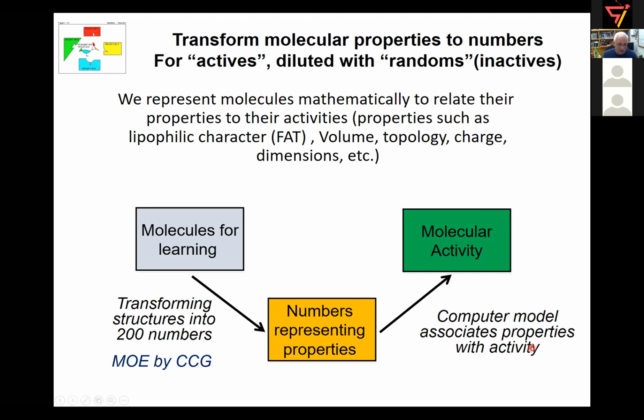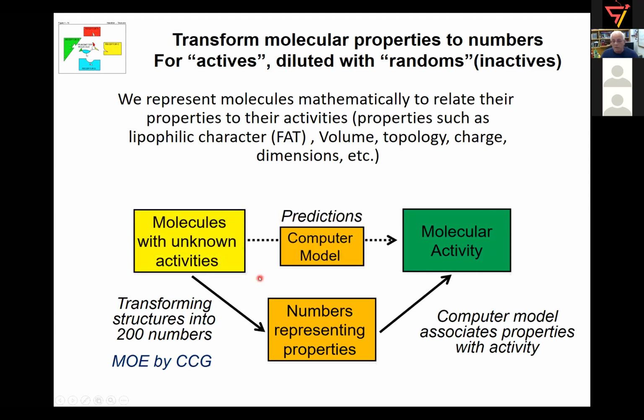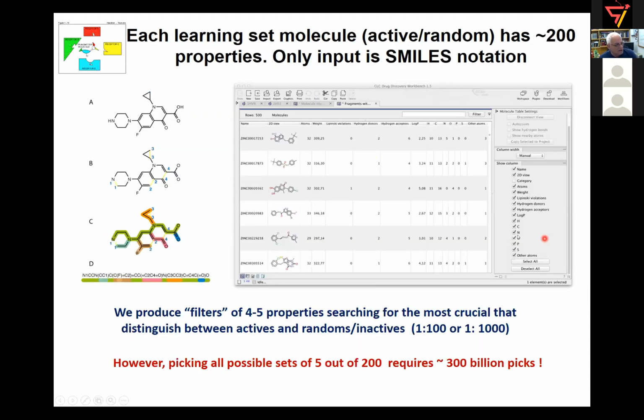Once we have that model, we can now move on to the much larger chemical space where we have molecules with unknown activities, and we transform those molecules also into their properties. We pass them through the computer model. I'll show in a minute that we're using some kind of filters of properties, and now we can predict the molecular activity. So that's just an outline of the idea of how we do that.